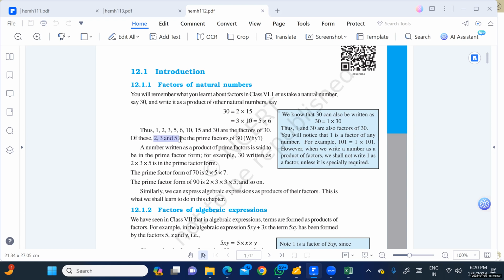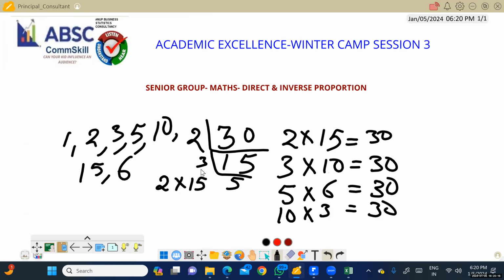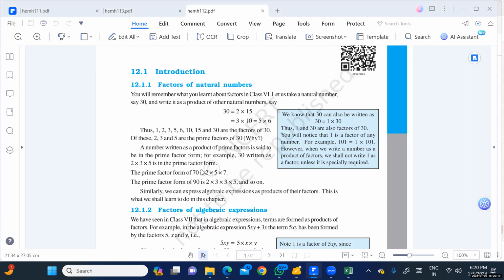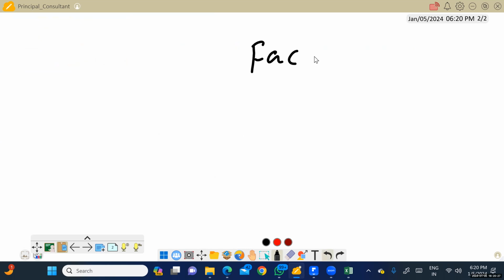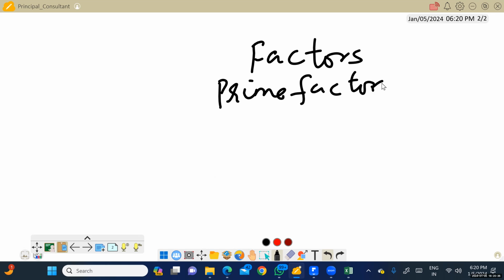These are prime numbers. So if I say what are the prime factors of 70? 2 into 5 is 10, 10 into 7 is 70. But if I say what are the factors of 70? We are talking about two things over here. One, we are talking about factors. Out of the factors, we are talking about prime factors.